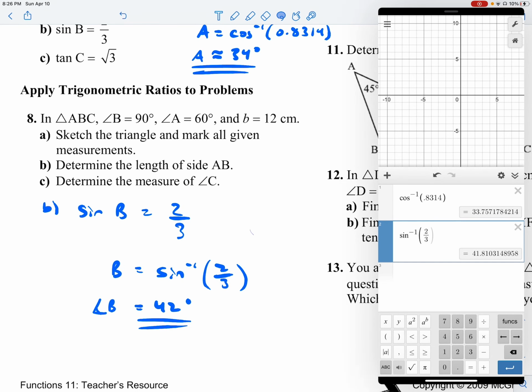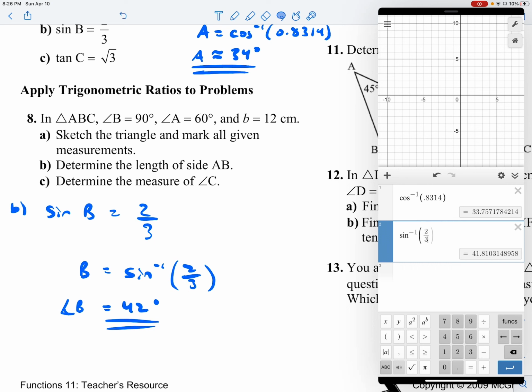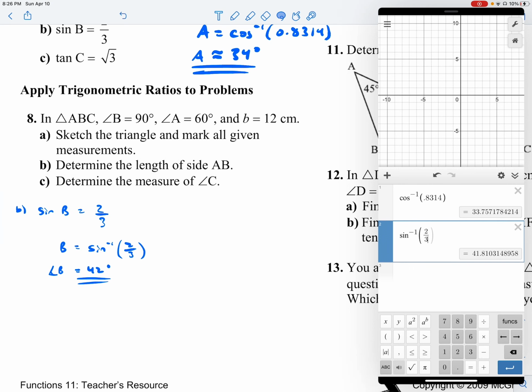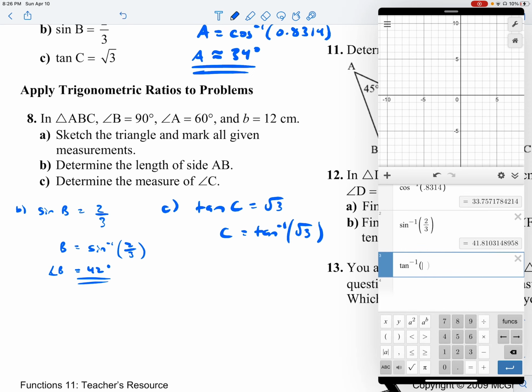And the last one here, we got root 3. So tan c equals the square root of 3. So c is going to be tan inverse. Remember, whenever you do tan inverse of the right side, you're actually finding the angle. When you do tan of the angle, you're getting the ratio. If you do tan inverse of the ratio, you get the angle. So let's try tan inverse here of the square root of 3: 60.